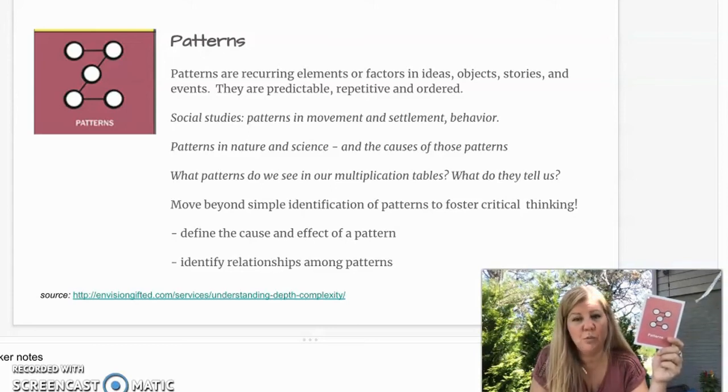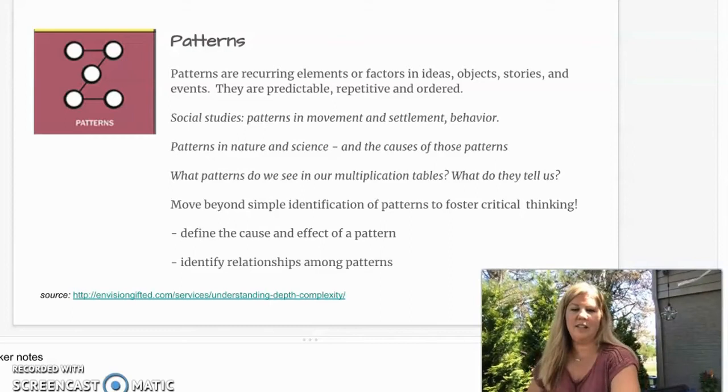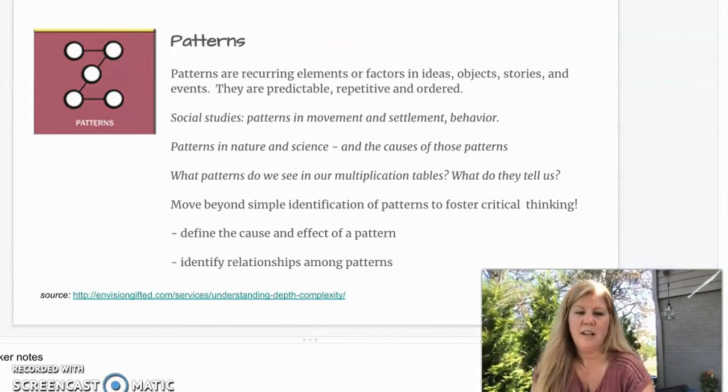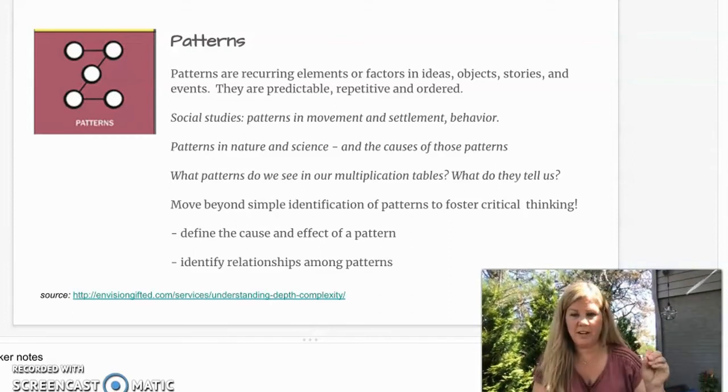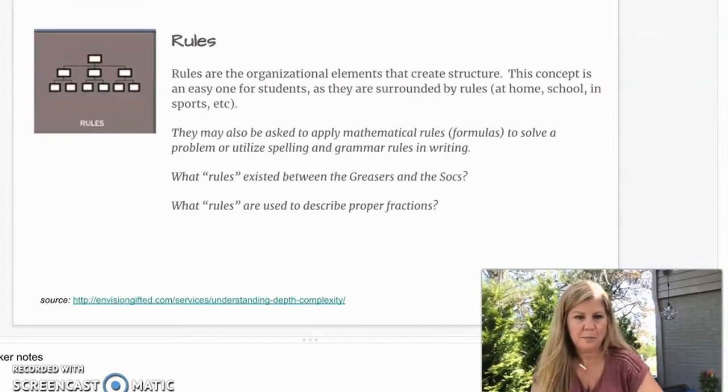It helps the students zoom out and start to see the bigger picture. So it defines the cause and effect of the pattern, and it helps students see the relationships among patterns and begin to take what they've learned in one area and apply it to the next lesson.